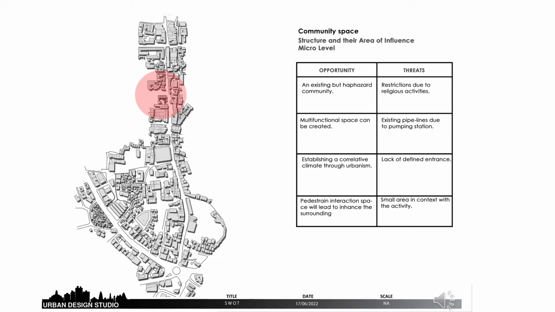Opportunity to work on the community space: the existing community space can be redesigned, a multifunctional space can be created, establishing a correlative climate through urbanism. Pedestrian interaction space will lead to enhancing the surrounding areas too. The threats are restrictions due to religious activities, existing pipelines due to the pumping station, lack of defined entrances, and small area in context with the activity required there.